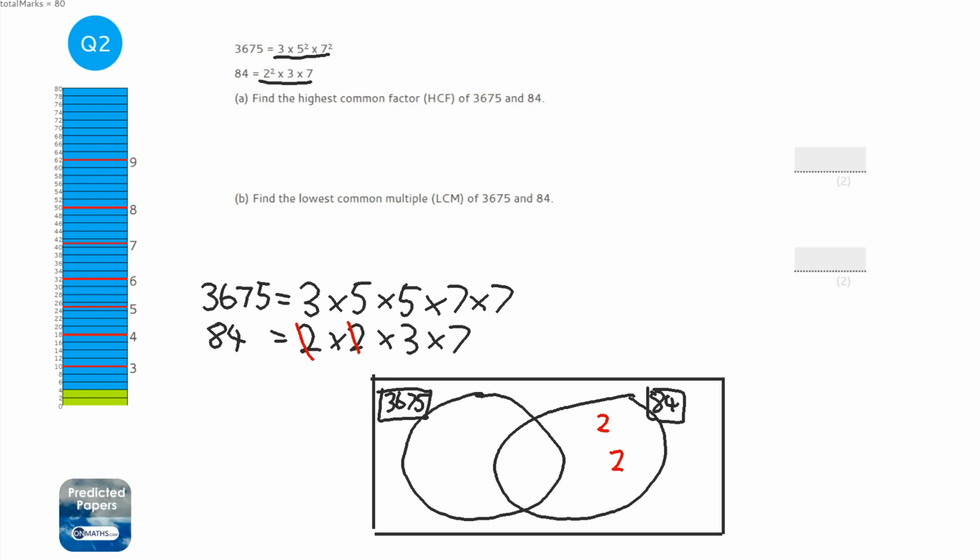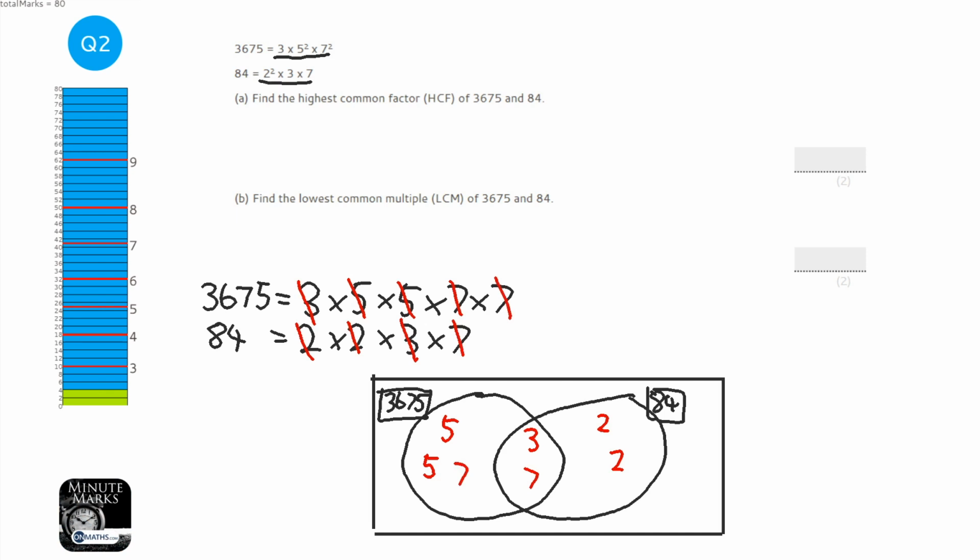So the next one, now this 3 appears in both lists, so this 3 goes in the middle. The 5 here only appears in 3,675, and same with this one. And then we've got a 7 that appears in both lists, but we've got another 7 in the 3,675 list. So that's my completed Venn diagram.